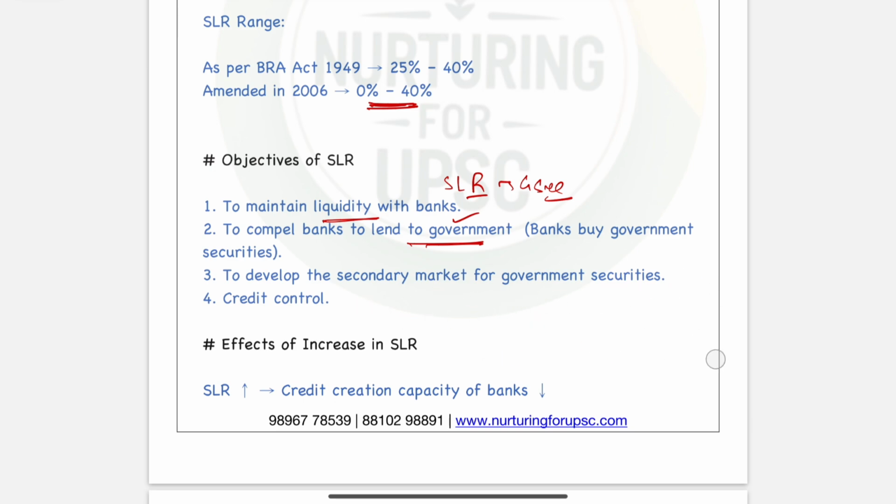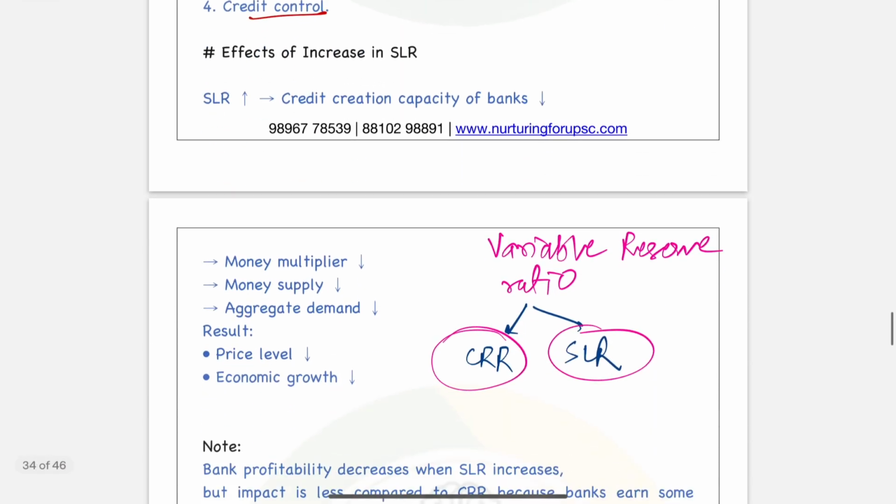CRR was more of a stringent measure, but in SLR there are other factors too, like maintaining liquidity, creating a secondary bond market, and most importantly credit control. How? With an increase in SLR, the credit creation capacity of the banks would decrease, money supply would decrease, price levels would decrease, and economic growth also would decrease. Why? Because there would be lower credit creation.